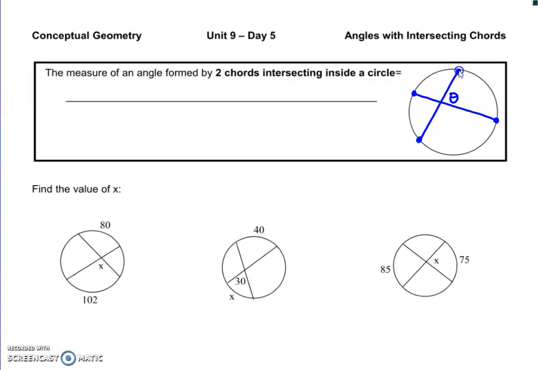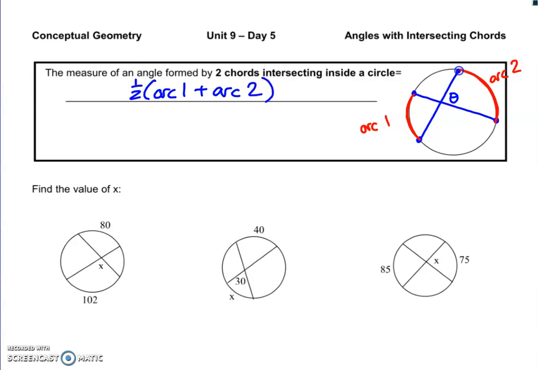Then I want you to highlight the two arcs on the opposite sides of that angle. And maybe here we can label this arc 1, and then over here arc 2. This is called an angle formed by two intercepting chords, and that angle is equal to 1/2 arc 1 plus arc 2.